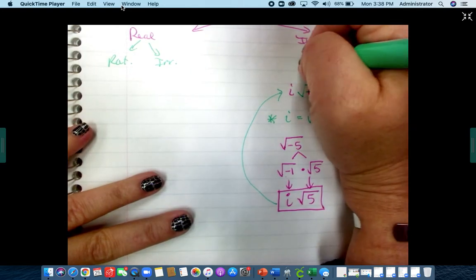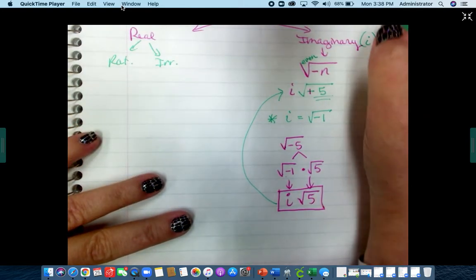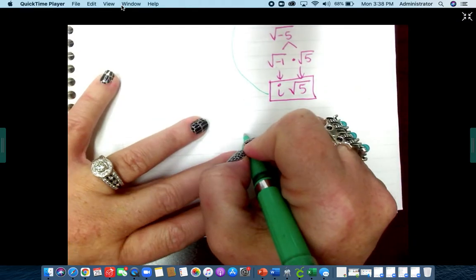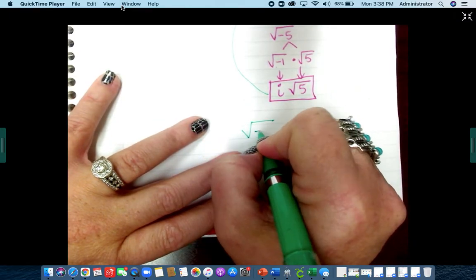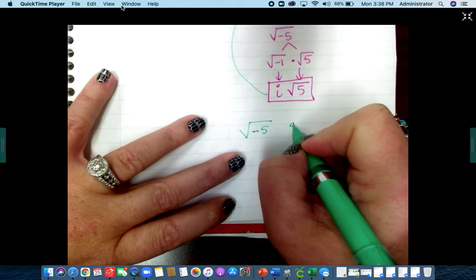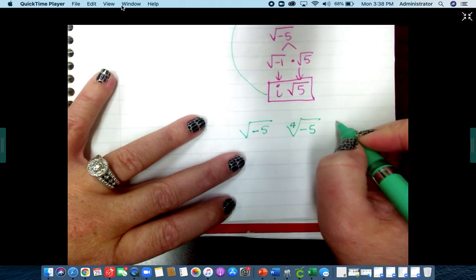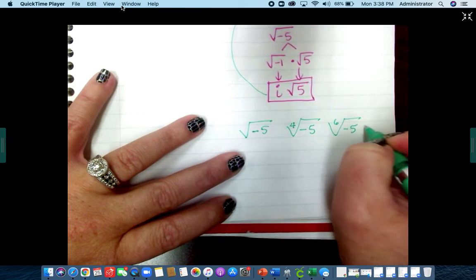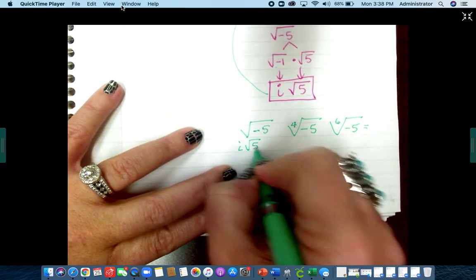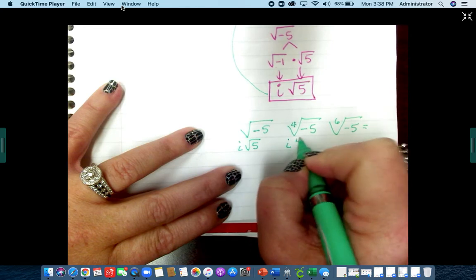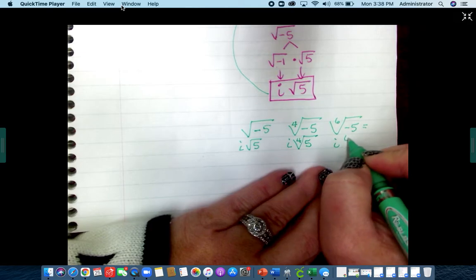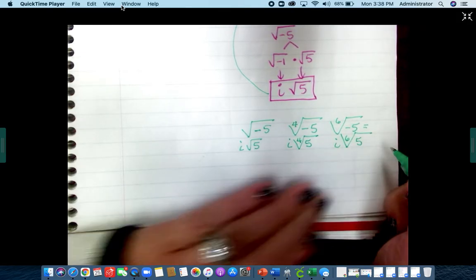Now this is going to happen whenever I take an even root of a negative number. So it doesn't just apply to square roots. So if I take the square root of a -5 or the fourth root of a -5 or sixth root of a -5, etc., I would end up with, in this case, i root 5. In this case, i fourth root of 5. And in this case, i sixth root of 5.